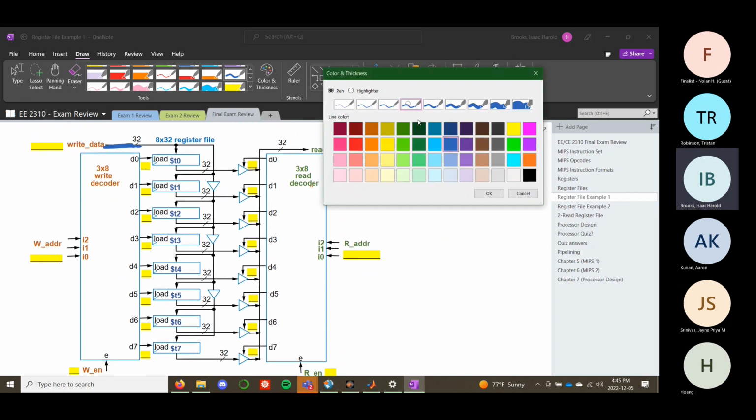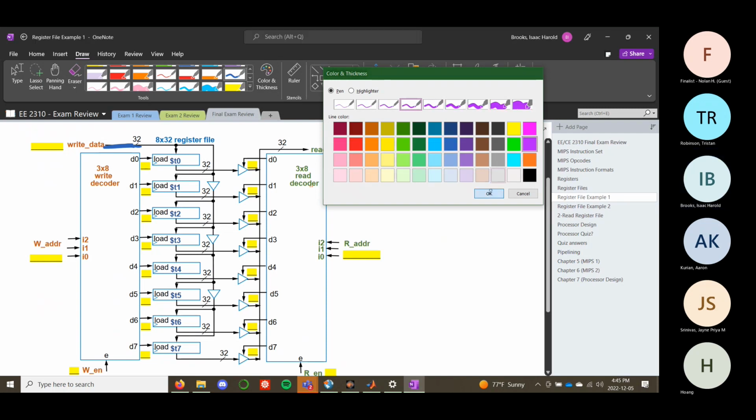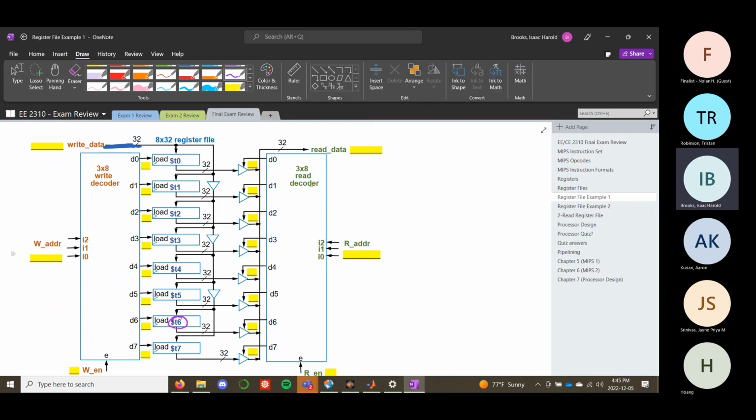Let me get a thinner pen and we'll switch up the colors. So our goal is to get it into here. This 32 bits is going to come through all of these. And if you notice, these are buffers that don't have a control signal. The only reason that they're there is to reassert the signal integrity. I would say don't worry about them too much. These ones that have a control signal matter because they're going to either be open or closed.